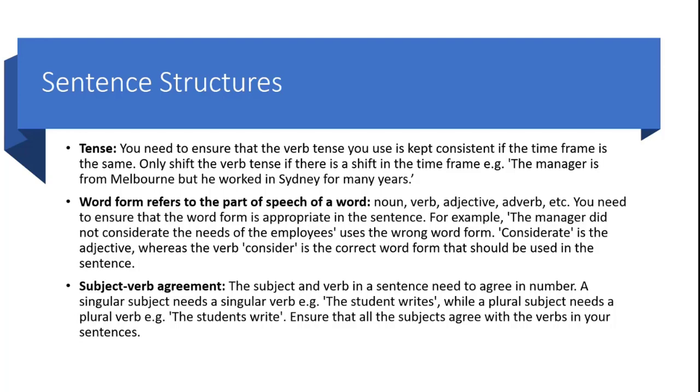But there is also shift within sentences. You need to ensure that the verb tense you use is kept consistent if the time frame is the same. Only shift if the tense is shifting in terms of time frame. For example, the manager is from Melbourne, but he worked in Sydney. Here, because you're shifting in terms of time, you can use the past tense. But if you're not shifting, then you should use the present tense, right? If you say the manager is from Melbourne, but he worked in Sydney for many years, it will be different from saying the manager is from Melbourne, but he works in Sydney.